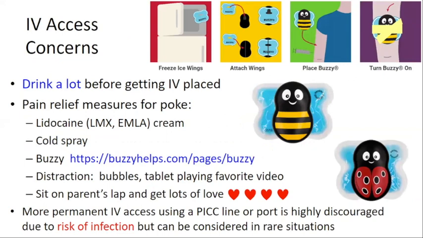Because we've talked a little bit about IV steroids, there are things that you can do to make IV placement easier. There's something you can buy on the internet called the Buzzy, which is a device that helps to reduce pain from needle sticks. Here are some other things that can be done to help patients who have stress with their IV sites. We generally don't recommend using more permanent IV access like a PICC line or a port because of the risk of infection.